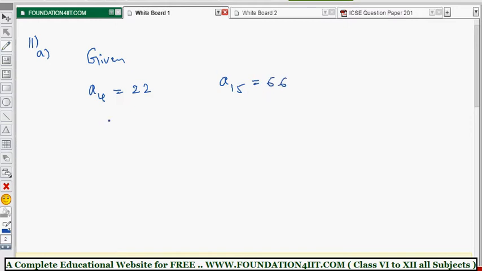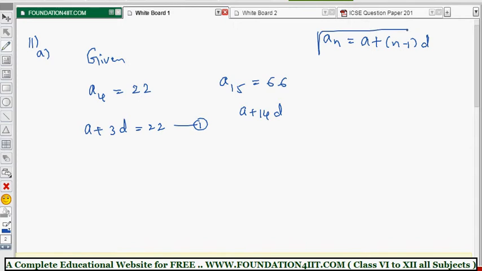Let A be the first term and D the common difference. Then A plus 3D is 22, equation 1, and A plus 14D, because you know the formula, AN is equal to A plus N minus 1 into D, right? So using this, A plus 14D is 66, equation 2. By solving both, you get the A and D values.